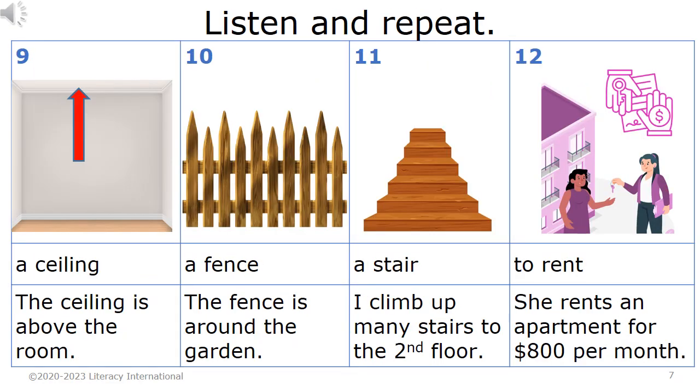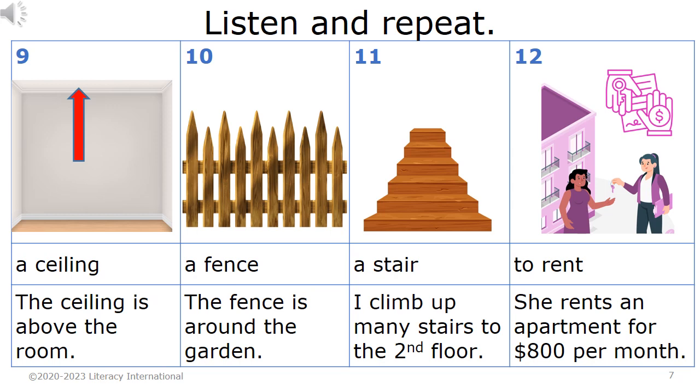Listen and repeat. 9. A ceiling. A ceiling. The ceiling is above the room. 10. A fence. A fence. The fence is around the garden.